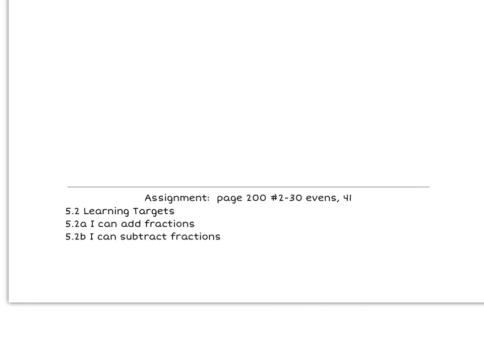So for the assignment, you're going to go to page 200, do numbers 2 through 30 evens, and then number 41. Make sure you have common denominators when you add and subtract your fractions.